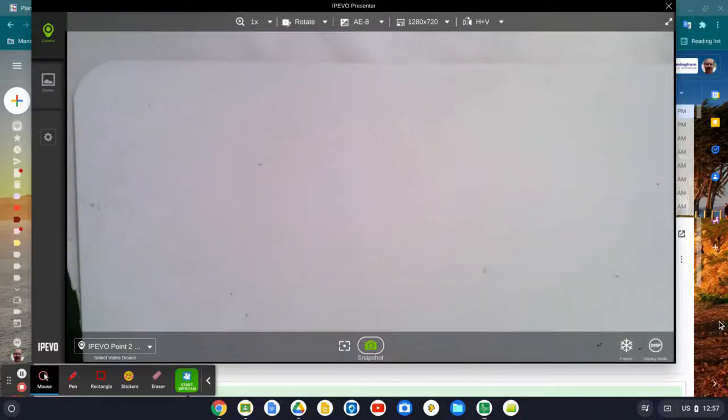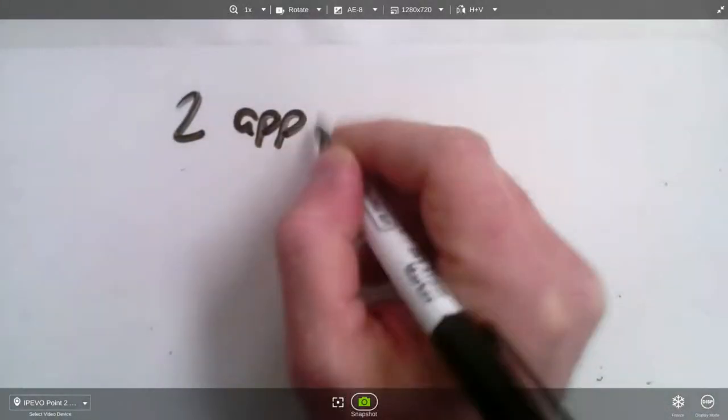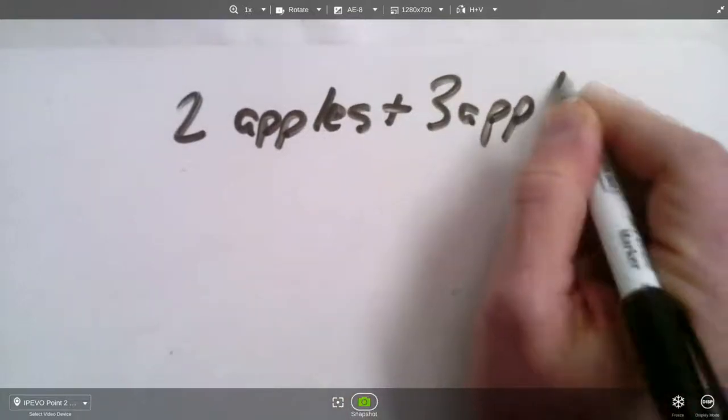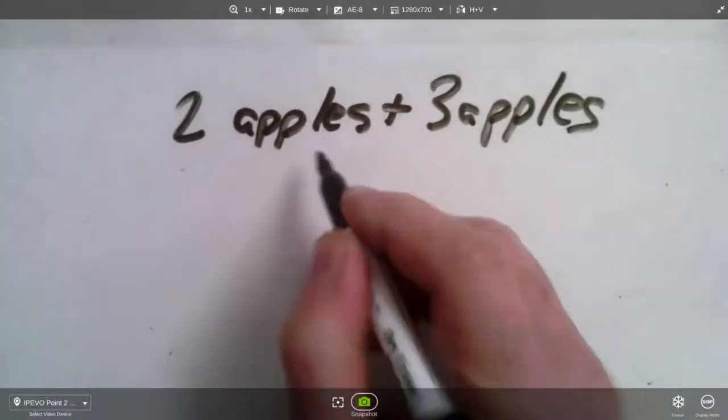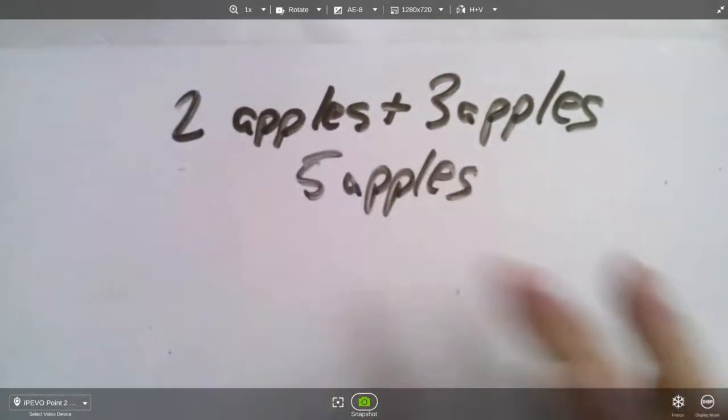All right, we are going to practice adding fractions with different denominators. Okay, so for example, let's even talk about real life. Let's say I had 2 apples plus 3 apples. Well, we know the answer would be 5 apples, right? Because we're working with apples.